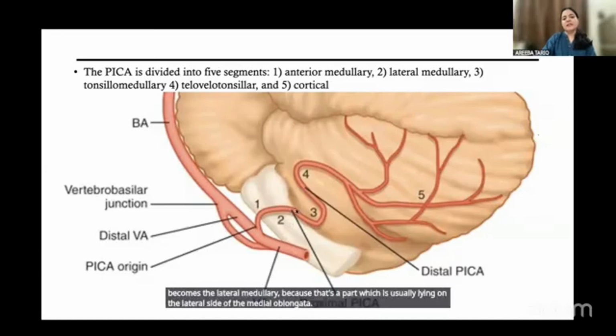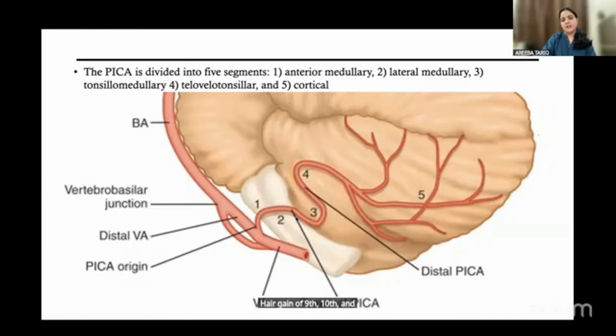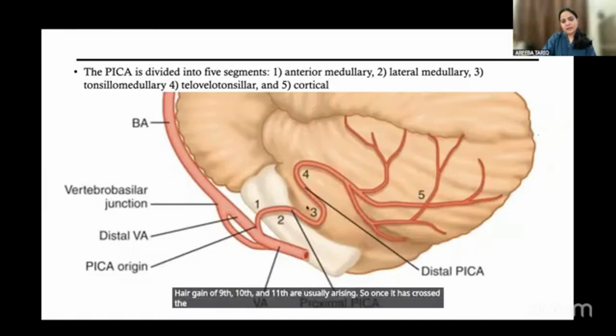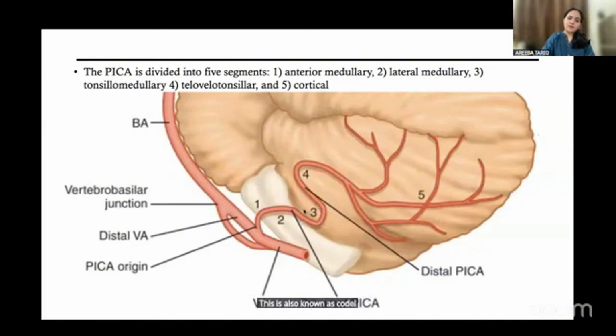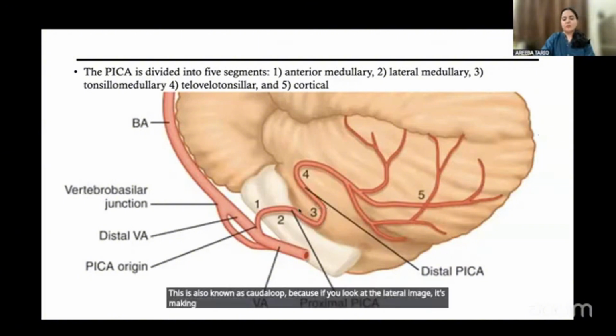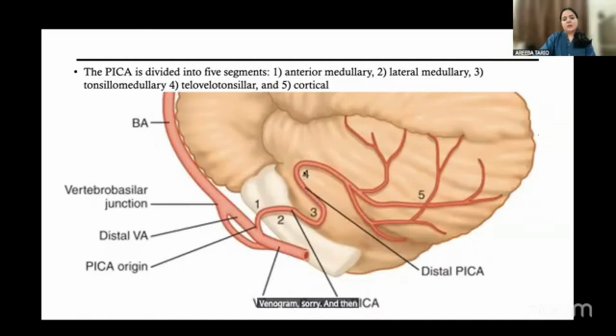Here, cranial nerves 9th, 10th, and 11th usually arise. Once it has crossed the limit of the 9th, 10th, and 11th nerve origin, it is known as segment 3, or the tonsillomedullary segment. This is also known as the caudal loop, because if you look at the lateral image, it makes a loop downwards. This is very important when we are looking at the venogram. Then it turns upward and makes a cranial loop. This is known as the telovelotonsillar segment.